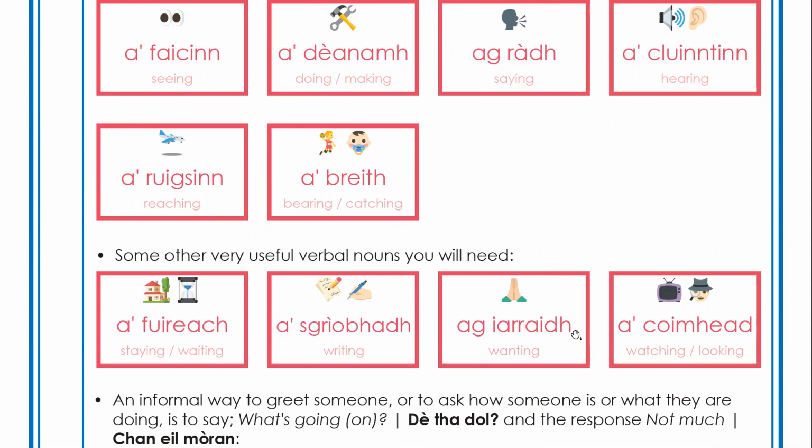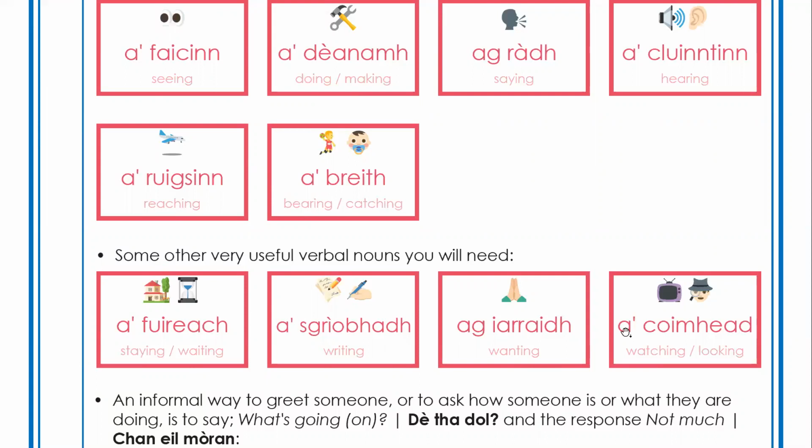Agiri, wanting, and there wasn't an overly appropriate emoji for use with this one, so the kind of praying icon will have to stand in for wanting something. Agiri, wanting.